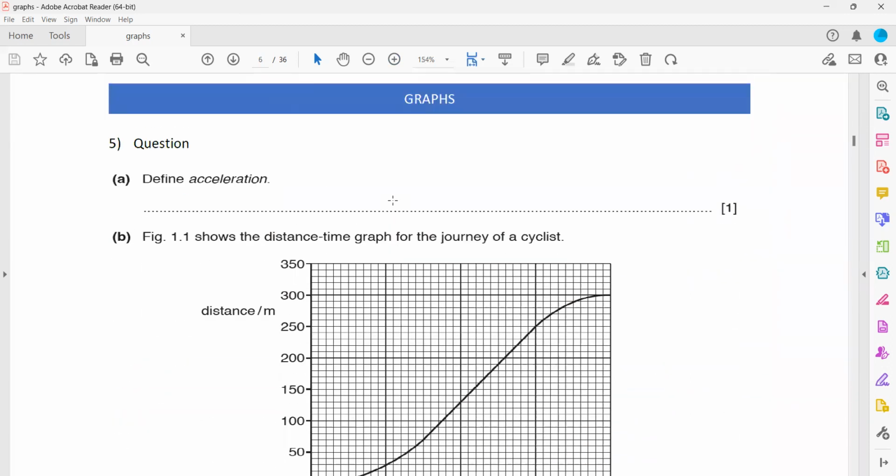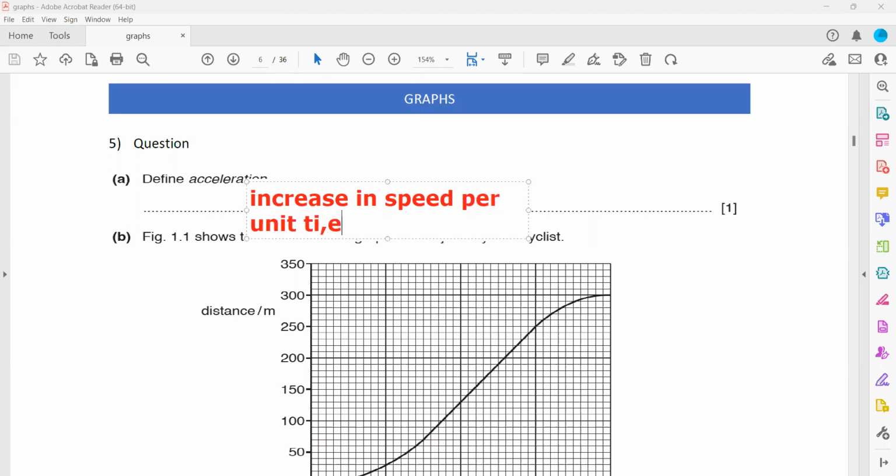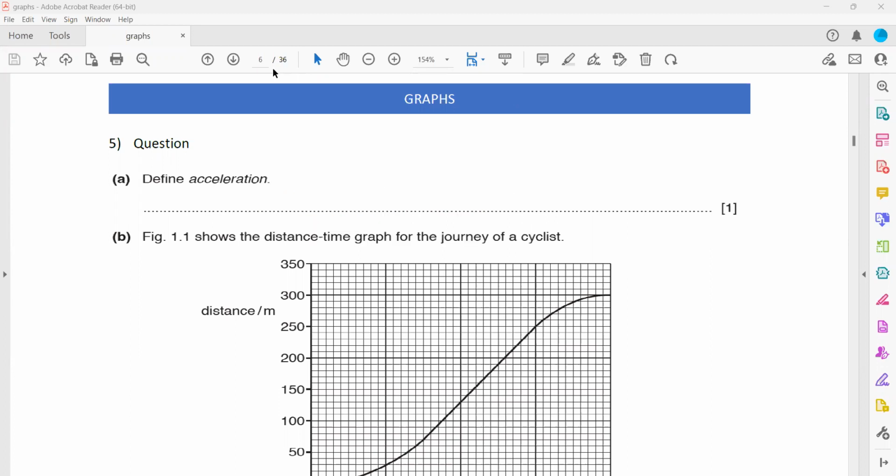Moving on to the next question. Define acceleration. How do we define acceleration? It is the increase in speed or velocity per unit time. Like how much the speed or velocity increases every second, we call that acceleration. Or if it was deceleration, you can simply change the word increase to decrease.